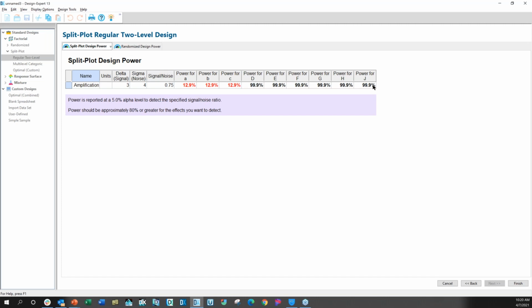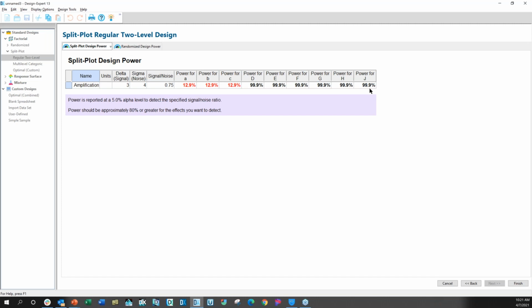The reason the power for the subplot factors is a little higher is, as we go into the analysis, we'll see that there are 2 different error terms that get used. You get an error term for the whole plot factors, and that includes both the error associated with the whole plot factors and the subplot factors. Then we get an error term that we use for the subplot factors that doesn't include the error for the whole plot factors. So that error actually gets reduced, and so you get a little bit higher power.